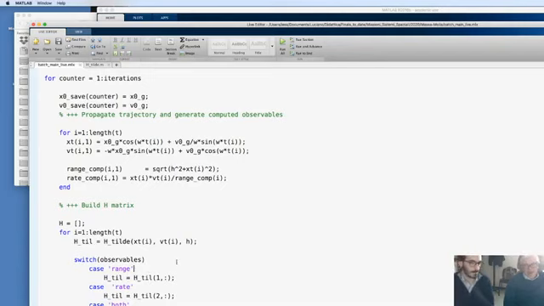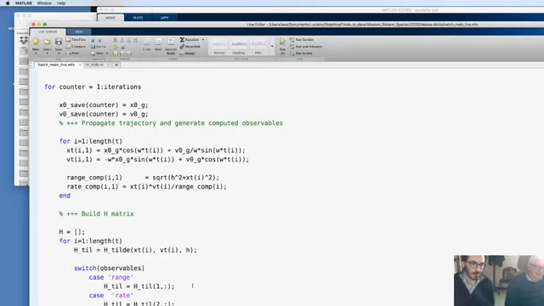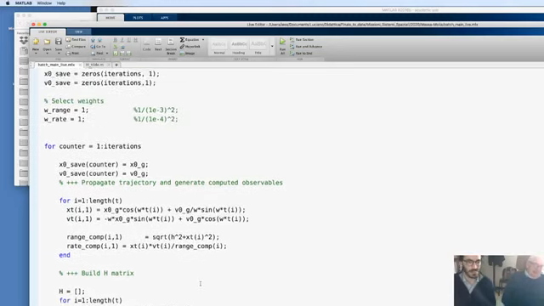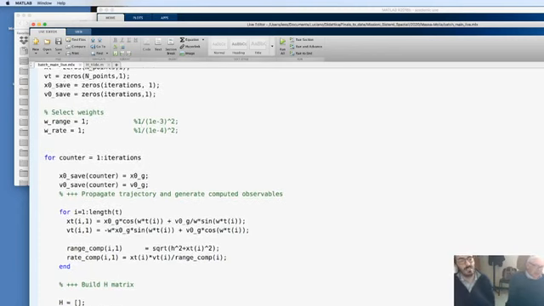And the 1 and the 2 in H tilde refer to the row that you are selecting. So if you are selecting range, only the first row and all the columns. In this case, you select only the second row and all the columns. In the other case, you use everything.